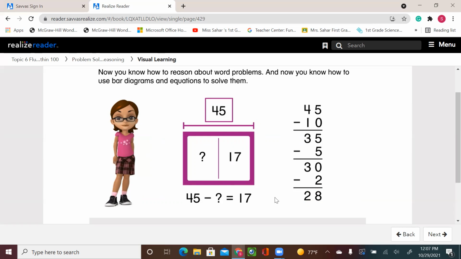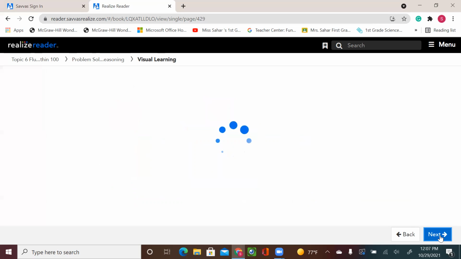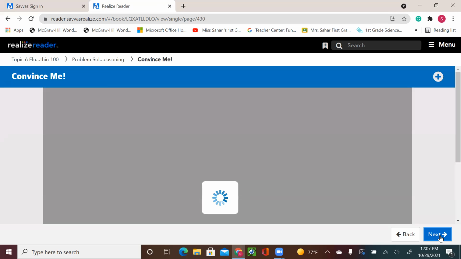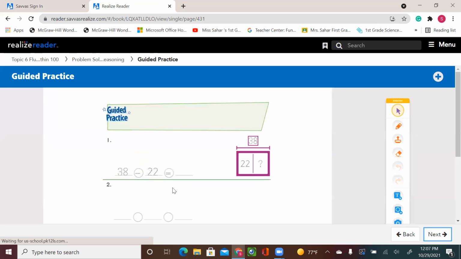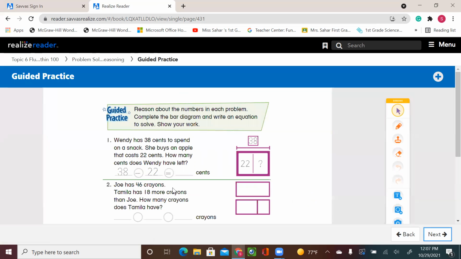All right, so let's go and see some guided practice. Page 262. All right, let's see what we have.